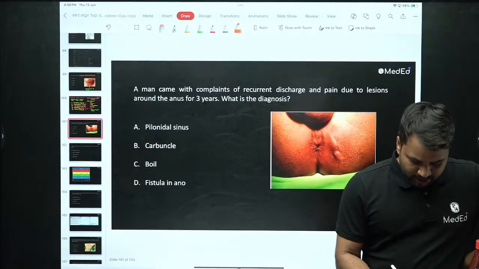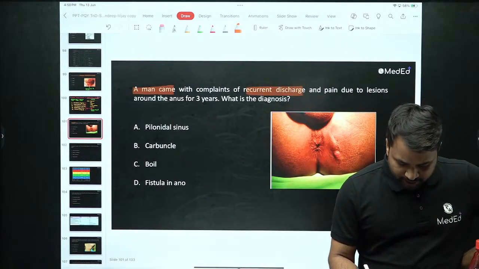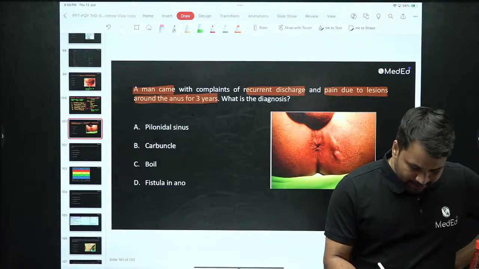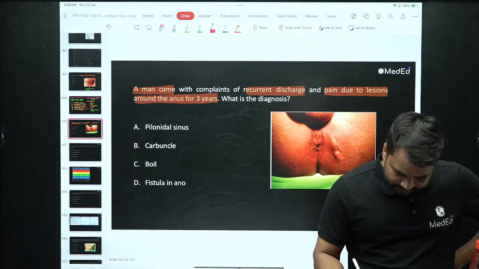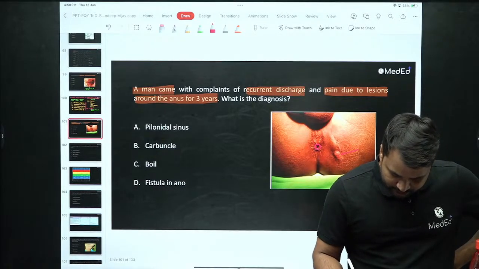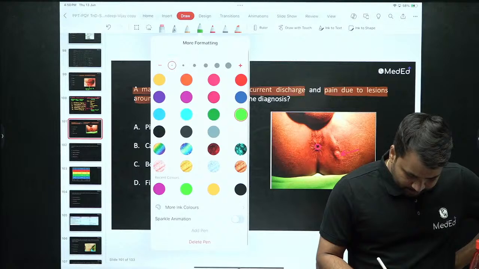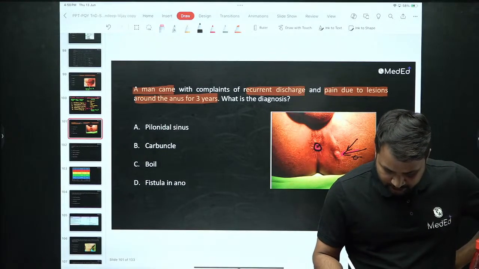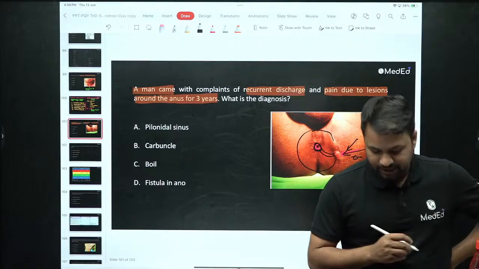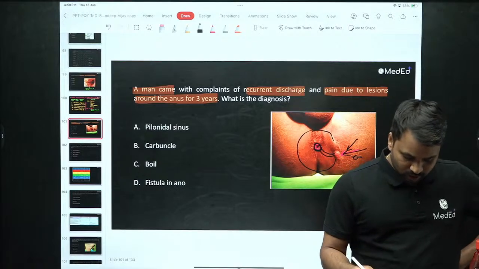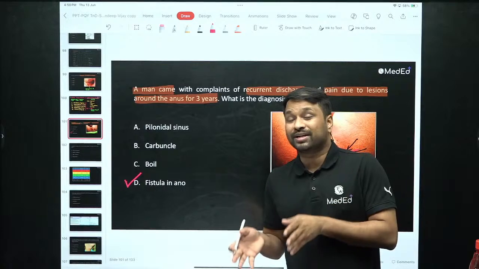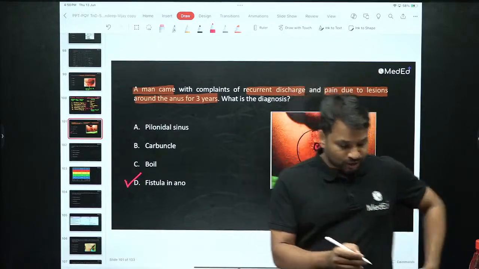Now, next question, I have a man who came with complaint of recurrent discharge, pain due to the lesion around the anus for 3 years. What is the diagnosis? So you can see here, this is the anal verge and this is the lesion that is present, and this is around the site. You can see, this is usually the tract that is present, that is going to be your fistula in ano. It is not a pilonidal sinus. Remember, a pilonidal sinus will be in the gluteal cleft where you have hair areas, right? So this is not the answer.